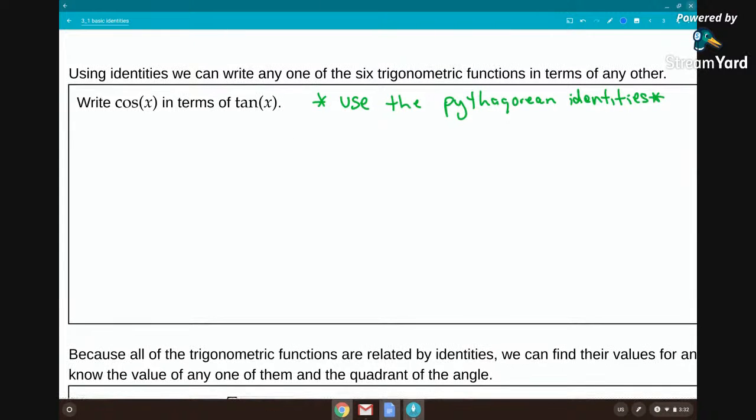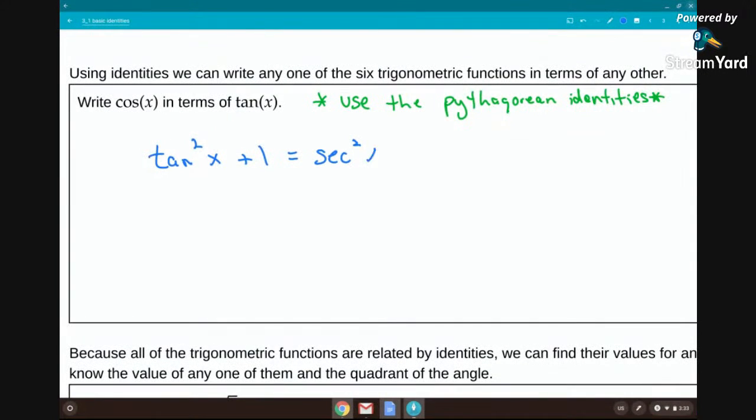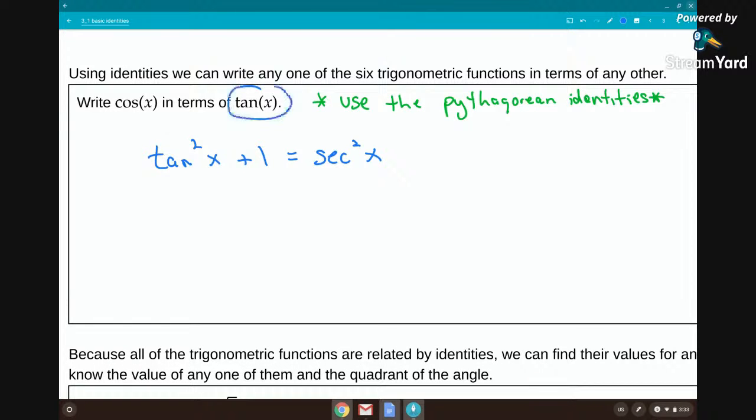So these are kind of challenging because you have to be well versed. But just keep in mind that you probably want to look at your Pythagorean identities because they're typically the most helpful, or your quotient ones. Okay, so I'm going to recall that tangent squared plus 1 is equal to secant squared x. And why I'm starting there is because we want cosine in terms of tangent. So here's something that at least gets me tangent, but what I don't have is cosine yet.